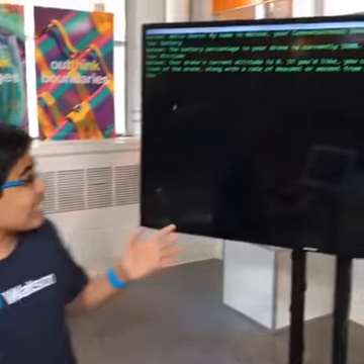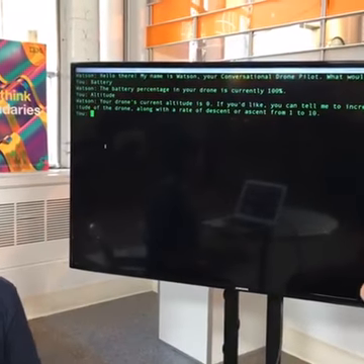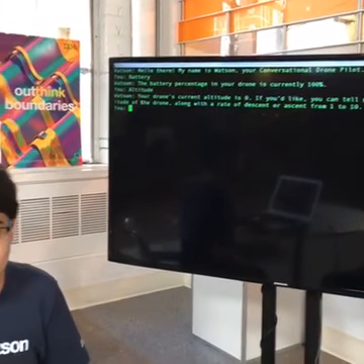I can of course also ask it for altitude information. So now, as you can see, I asked it for altitude information, and since the drone is lying flat on the ground, it says your drone's current altitude is 0. If you'd like, you can tell me to increase or decrease the altitude of the drone along with a rate of descent or ascent from 1 to 10.